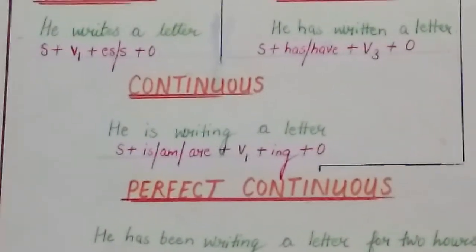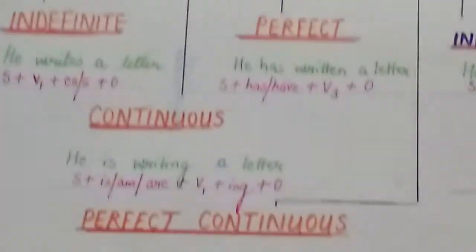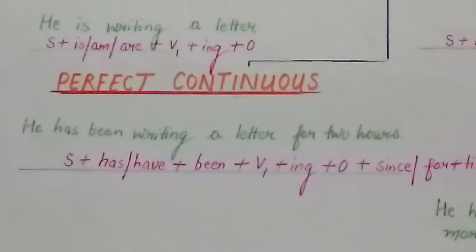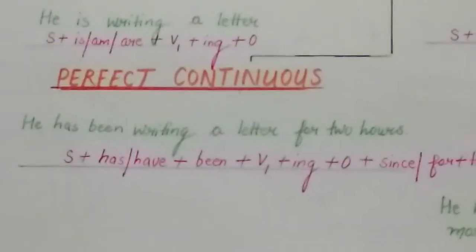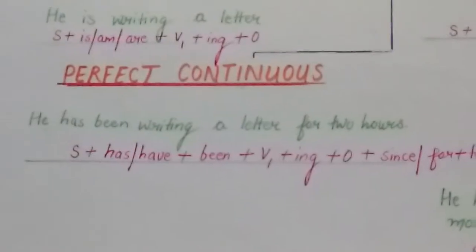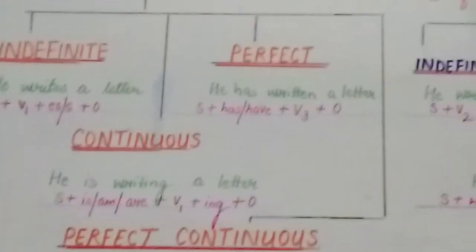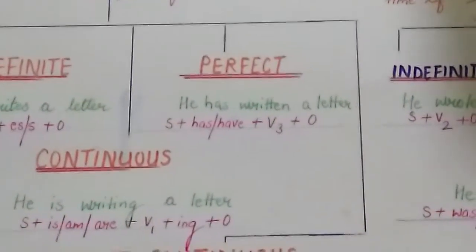Third part of present tense is present perfect tense. An example for present perfect is, he has written a letter. Structure: subject plus has or have plus verb third form plus object.